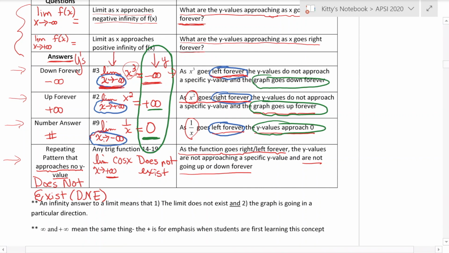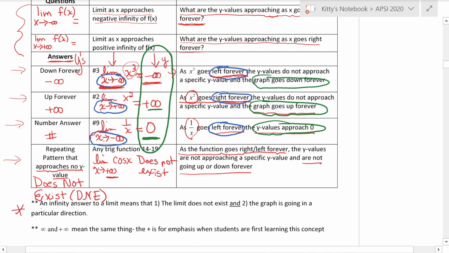So that's interesting, because it doesn't chill out to one value, and it doesn't go up or down forever. So we just say that there is no y value that it approaches, and it doesn't go up and down forever. So this will tell us a lot about functions. So welcome to the world of symbols for calculus. And here are some little notes just to know.